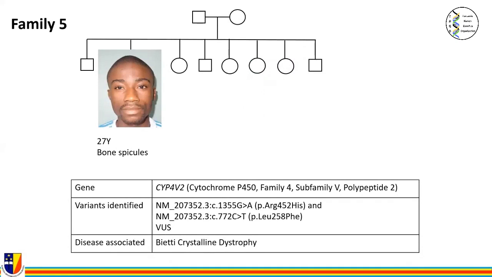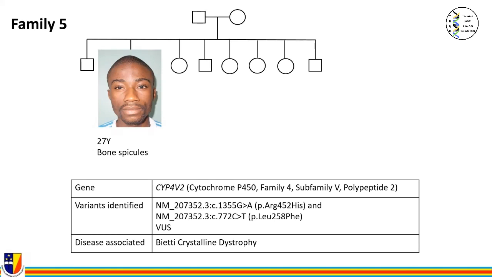In family 5, the clinical whole genome sequencing of this man identified 2 heterozygous variants in the CYP4V2 gene. Both are novel missense variants. These variants are both classified as variants of uncertain significance. The other family members are reportedly unaffected and were not available for testing. We are performing now the phenotype reserve to validate this diagnosis.